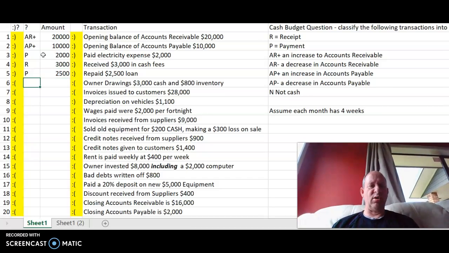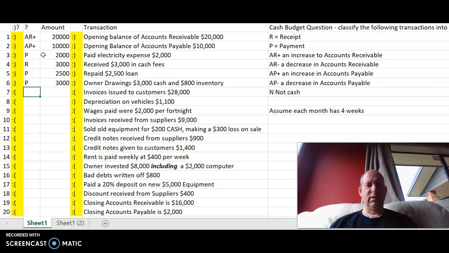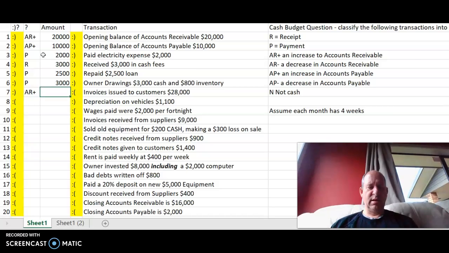Number 6 is the owner drawings is $3,000 cash and $800 inventory. So is this a receipt or a payment? Right, payment. And the figure of money that went out was only $3,000. The next one, invoices issued to customers. Invoice is going to be an accounts something. So that's going to be accounts receivable, and it's going to increase how much they owe. So AR plus, and the amount 28,000. A good lot of credit sales.